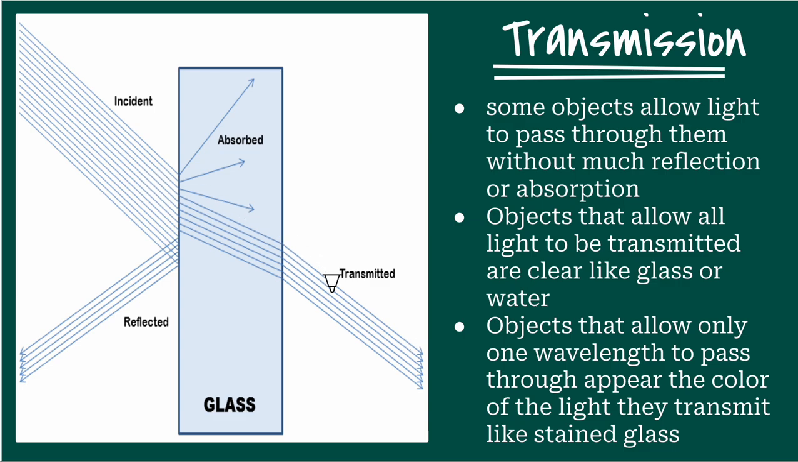If an object allows all wavelengths of light to pass through it, then that object is going to appear clear, like water or air or glass. If, however, the object only allows some light to pass through it, specific wavelengths, then it's going to appear a color, and the color it will be is whatever color of light it transmits. So if you are looking at a stained glass window and different parts of it appear to be different colors, it's because those pieces of glass are only allowing one wavelength of light to pass through them, or the combination of wavelengths that results in that color.